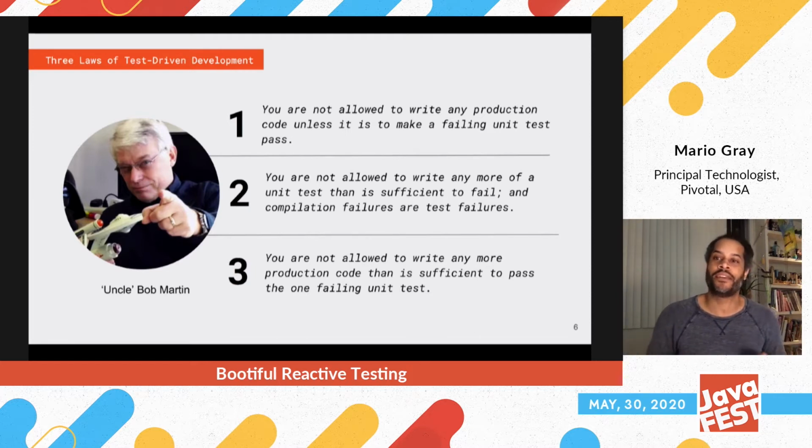One is you're not allowed to write code in production unless you can make a failing unit test pass. Number two is you're not allowed to write any more production code or any more of a unit test than is sufficient to fail. So eventually I'm going to write enough code in tests that it will just fail automatically on its own, and then I'd have to go into production. And then three is, like number two, don't write any more production code than is sufficient to pass that test. So we have those three things.